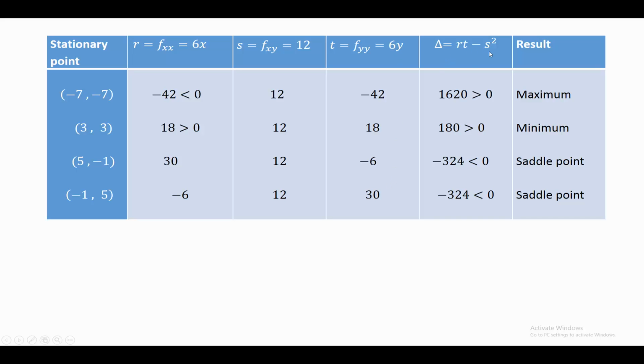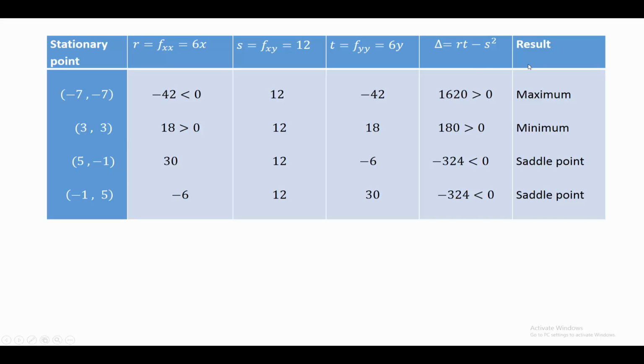Then delta equal to rt minus s square, r into t, this product, and minus s square. After simplification, its value is 1620. This is a positive value, means delta positive, r negative, so function is maximum at point (-7, -7). Now at point (3, 3), delta equal to rt, 18 into 18, 324, and minus 144 is 180. This value is positive and r is also positive. Delta positive, r positive, so function is minimum at point (3, 3).